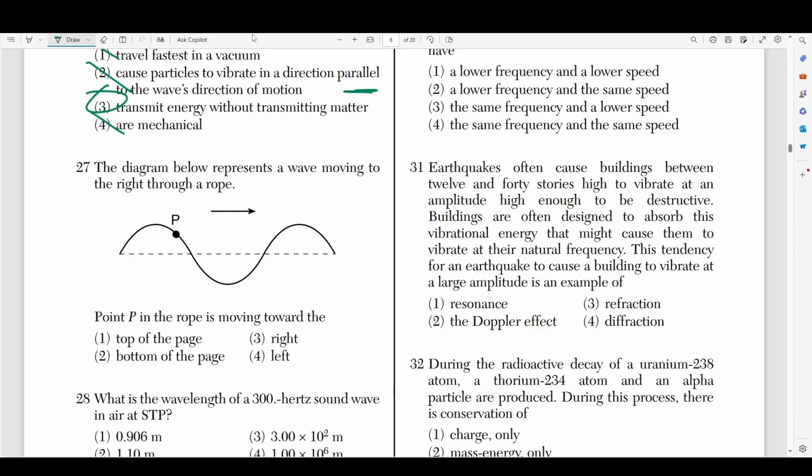So here the wave is going towards the right, which means when I look at P, I look at the point or any points to the left of P, in the opposite direction. I notice that in the opposite direction, it goes up, which means that P has to go up. So it has to go to the top of the page.